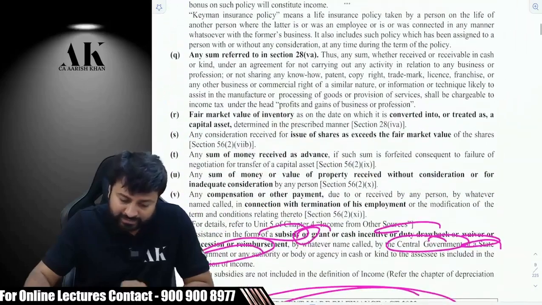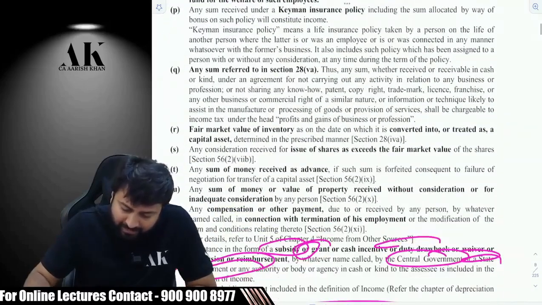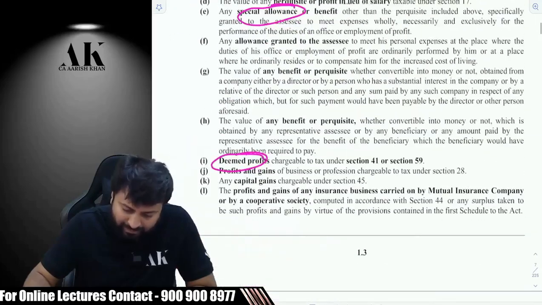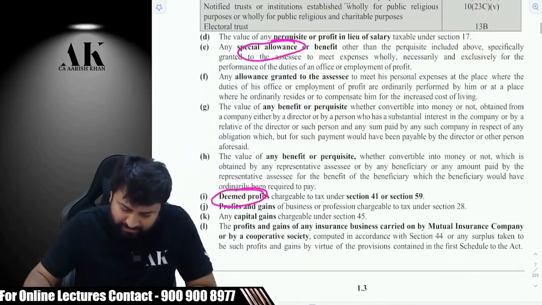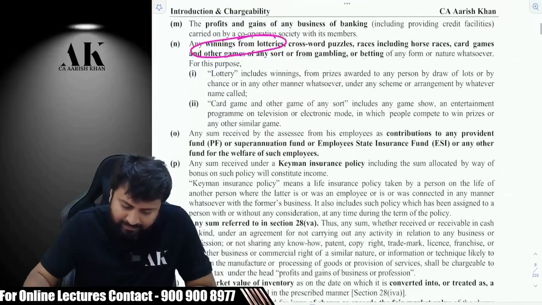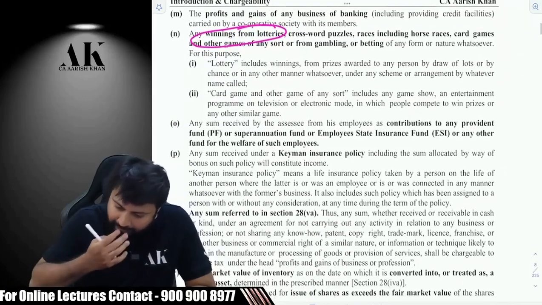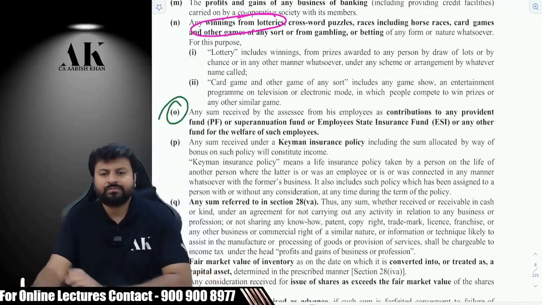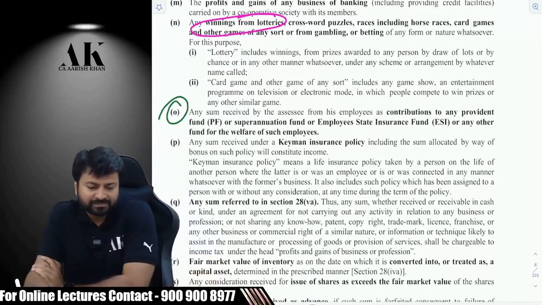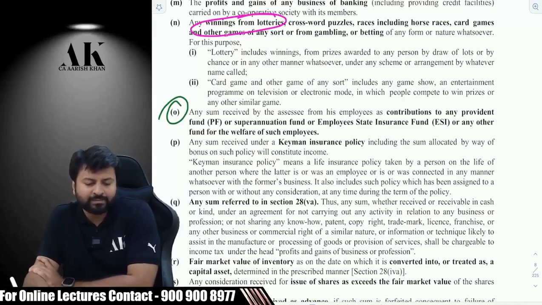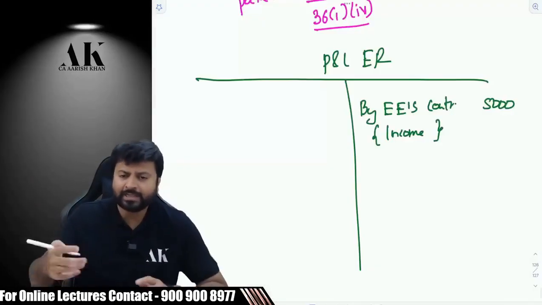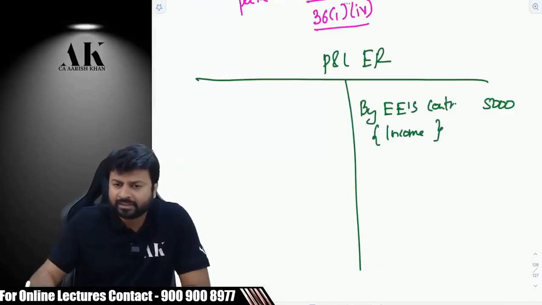The answer is yes. If you see, they have defined this particular thing as an income. Now, why they have done so, I am coming to that logic. First of all, whether it is an income or not, we have to see that. See this, point number O, in the first chapter, is the definition of income. Can you see that? Any sum received by the assessee from his employees as a contribution to provident fund, superannuation fund is an income. Now the question is, why the hell is the government making this an income? This will come to our mind or not?